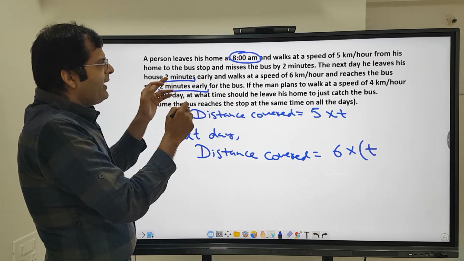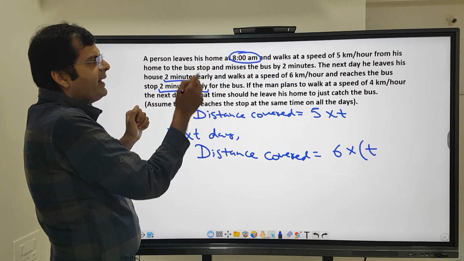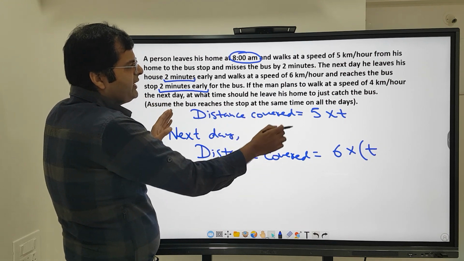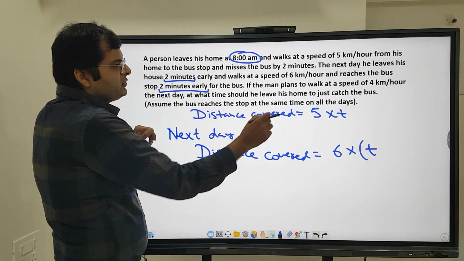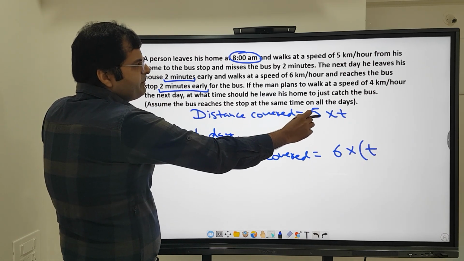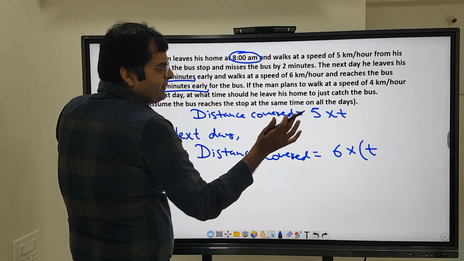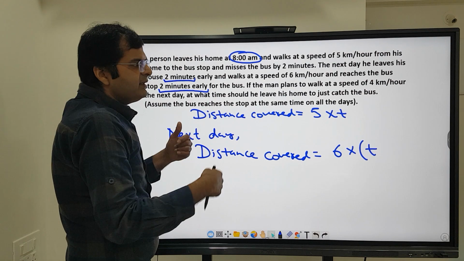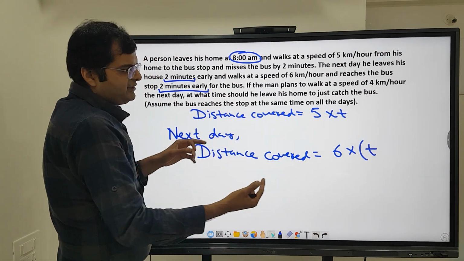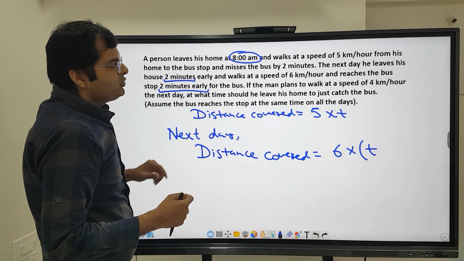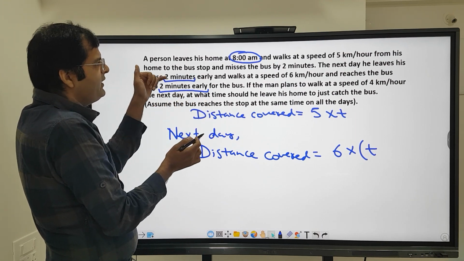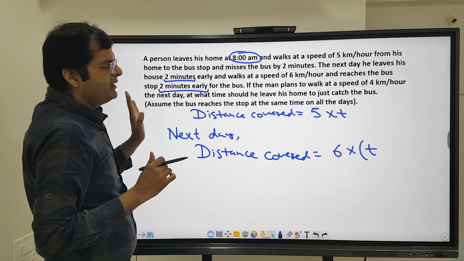So if the man left at 8 o'clock, the man will be able to catch the bus. So in both the cases we have made the scenario the man is leaving at 8 o'clock. In this case the man left at 8 o'clock, missed the bus by 2 minutes. In this case man left at 8 o'clock and was just able to catch the bus. So in reality the man left 2 minutes early and got there 2 minutes early, but we have basically cancelled out this 2 minutes effect.